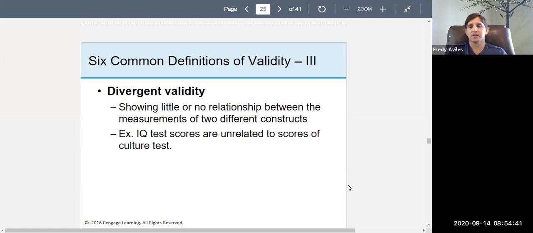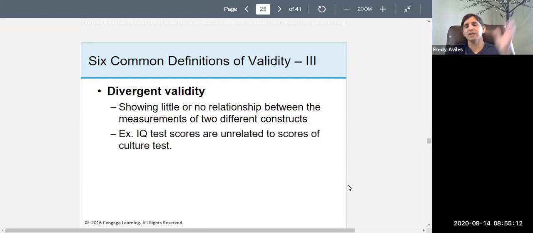With divergent validity, you want to show that your measurement is different from some other thing it should not be related to. So let's say the IQ test. They're often criticized that the tests don't really measure intelligence, that all they're measuring is cultural knowledge, all they're measuring is culture. Well, if you want to show divergent validity with that IQ test, you have to show that the scores on that test are not related to the scores of a test that measures culture. So you can have a test that measures culture, like how much cultural knowledge you have of a given culture.